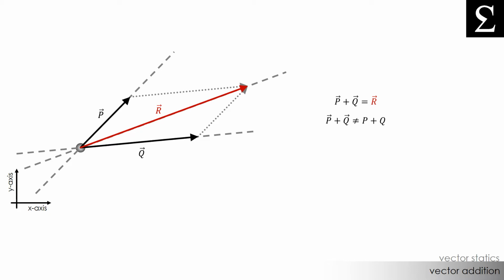So the parallelogram law that we used here does not depend on which vector is added first. We could, if we wanted to, add vector q plus vector p, or we could add vector p plus vector q. Both will still equal the resultant vector r. This means that vector addition is associative and commutative.